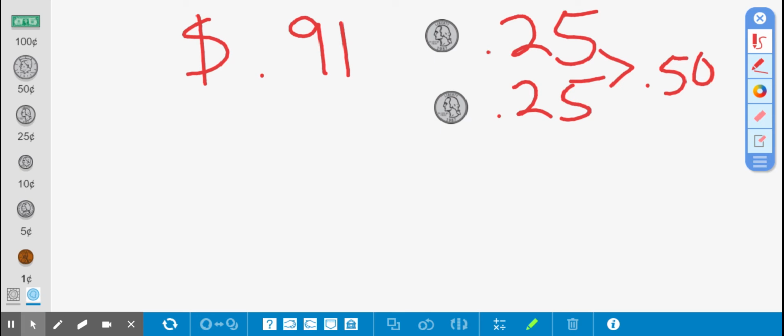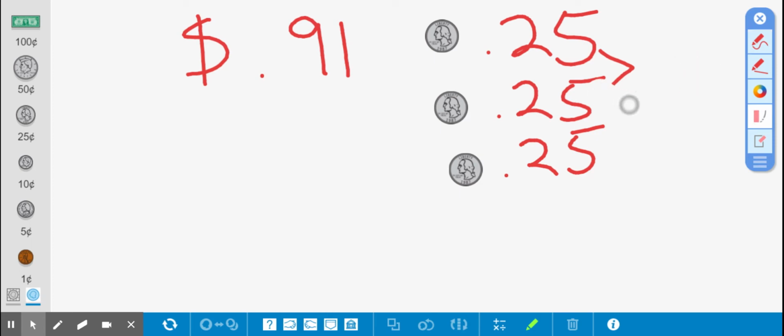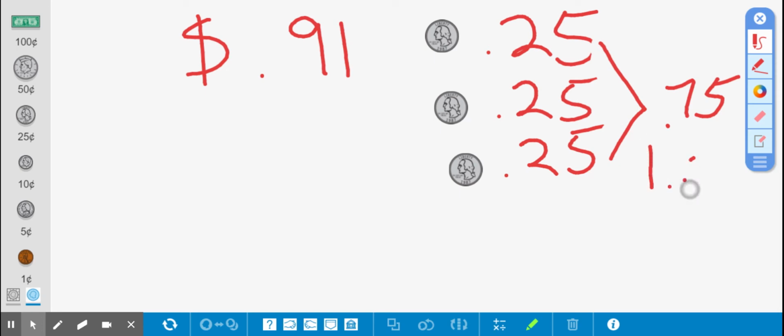Pull out another quarter, which would be another 25 cents, which all of this would be 75 cents, 0.75. Now, if I added another quarter, that would give me $1 or 1.00, and that, sorry, my handwriting, my screen keeps wobbling. That is $1, and that's too much.